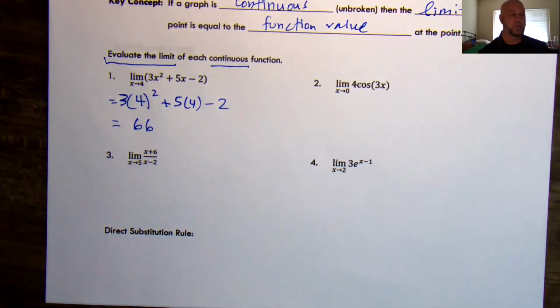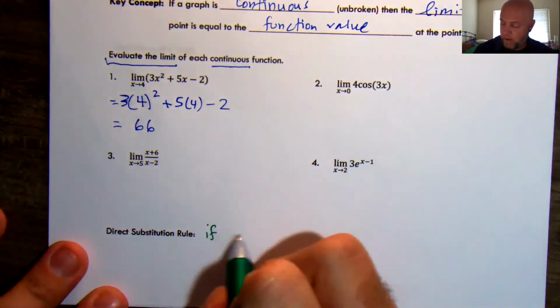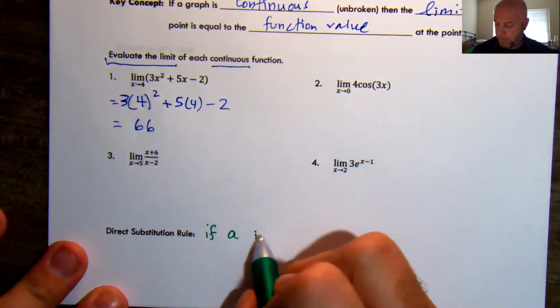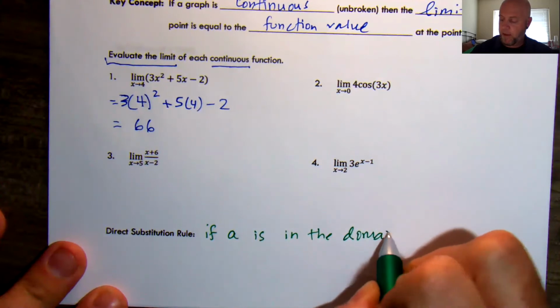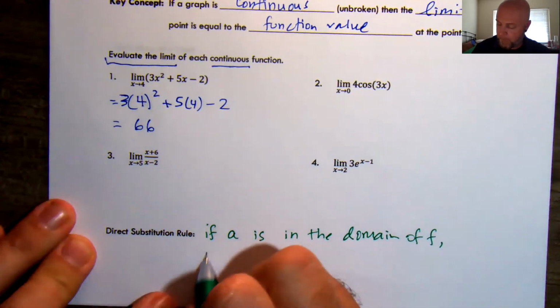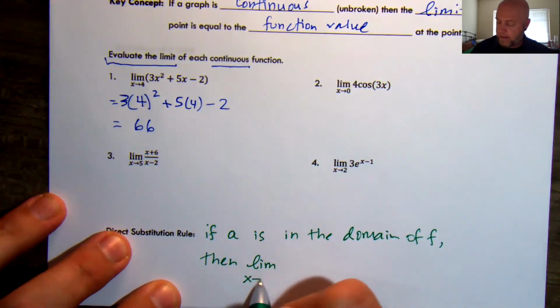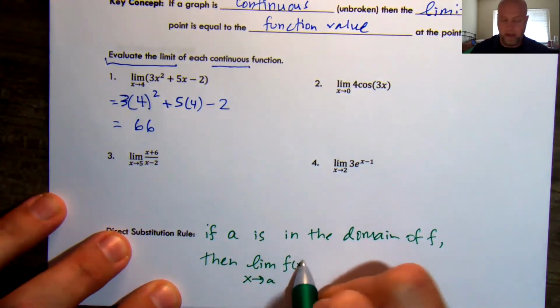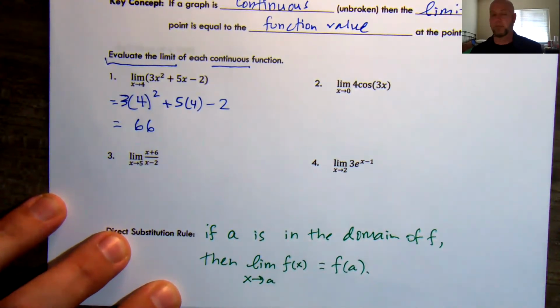So let's talk about the direct substitution rule. The direct substitution rule is essentially a summary statement of what we've just been doing in these 4 exercises. Let's write it this way. If a is in the domain of our function f, then the limit as x approaches a of f of x is equal to f of a.